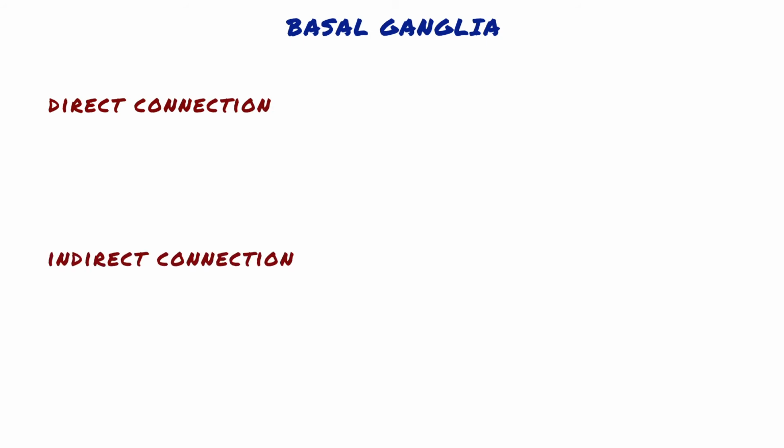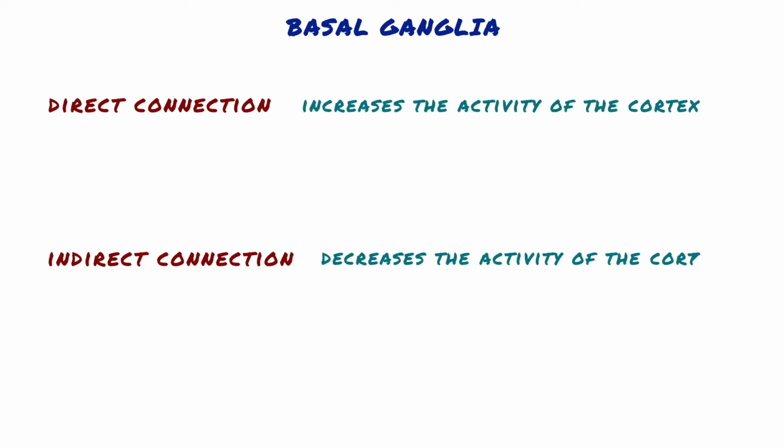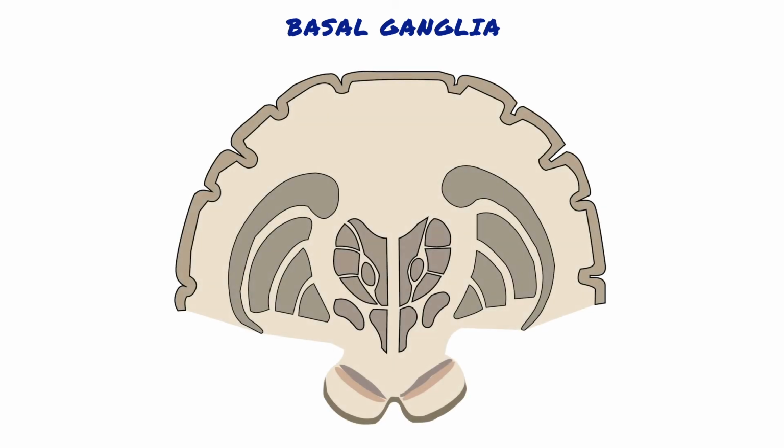There are 2 connections between cerebral cortex and basal ganglia. One is direct connection and the other is indirect connection. While the direct one of these connections increases the activity of the cortex, the indirect decreases the activity of the cortex. The spontaneous activity of neurons in the globus pallidus internus and pars reticularis of substantia nigra inhibits impulse flow from the thalamus to the cerebral cortex.